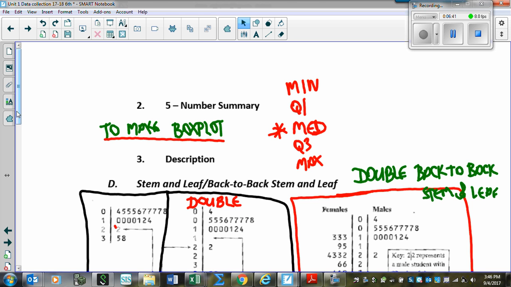And so we've talked about histograms and we've talked about box and whisker plots. That's it for this one.